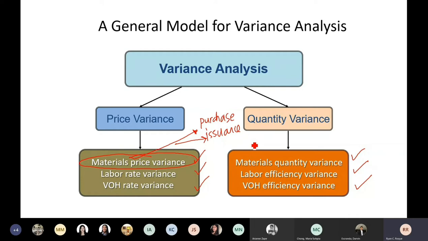Pero sa theories, ano ba talagang gagamitin natin? Purchase or issuance? Sa exam, kung silent ang problem, anong gagamitin natin? The answer is at the time of purchase. Kasi ang sabi ng standard costing system, all inventory should be carried at standard. So with that, dapat i-recognize mo all variances at the earliest time possible, and which is at the time of purchase, not at the time of issue.